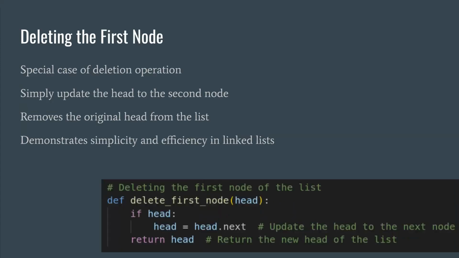Deleting the first node. Deleting the first node in a singly linked list is a special case of deletion that's even more straightforward. Since we know the head represents the first node, we simply need to update the head to point to the second node. So this effectively removes the original head from the list.